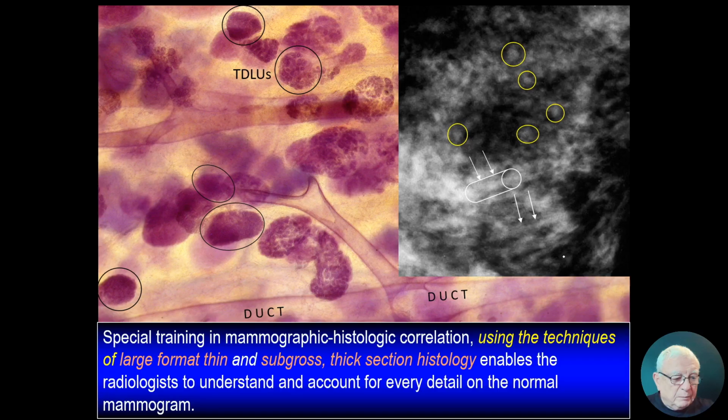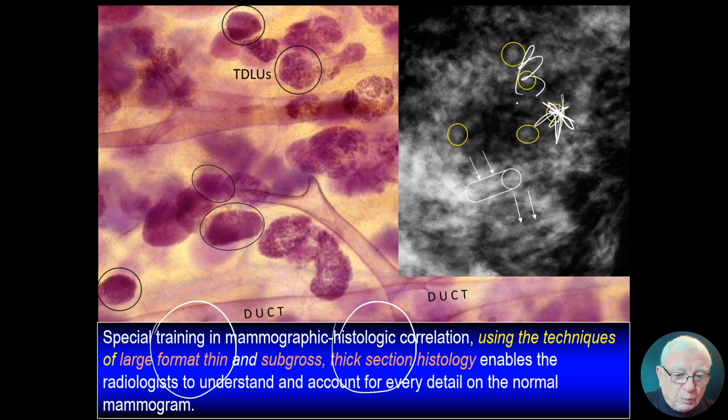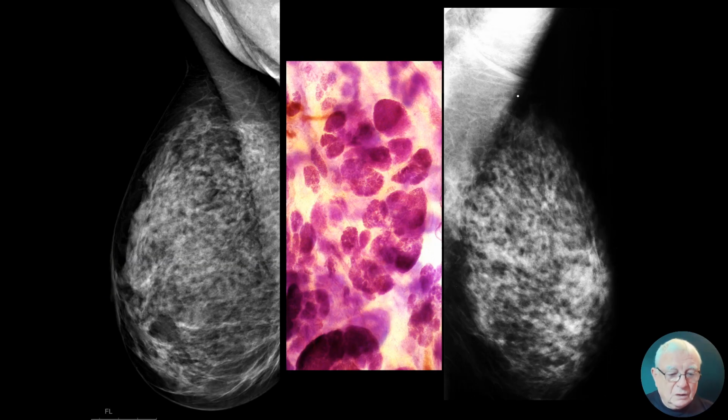So this is what I mean, special training in mammographic histology correlation, using the techniques of large format thin and large format thick section histology, makes the radiologist understand and also account for every detail of the normal mammogram, well before we are talking about carcinoma or hyperplastic breast changes. Knowledge is power. After this introduction, I hope you want to see a mammogram.